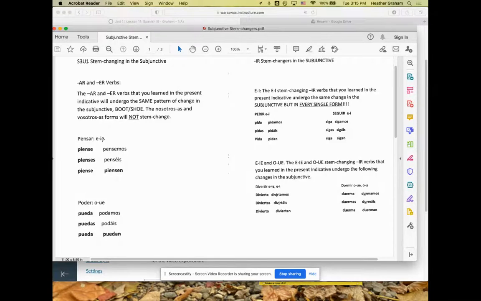So here we have pensar, which means to think. E changes to IE inside the boot, just like this. And same thing with poder, O to UE, inside the boot. Outside the boot, it keeps the E or keeps the O, which we should know from Spanish 1 and also in Spanish 2. Now, don't forget to do your opposite ending because we're still talking about subjunctive. So AR verbs end in e, es, e, emos, éis, en. And same thing here, except opposite: ER verbs change with an A. So a, as, a, amos, áis, an. Those ones are pretty simple.